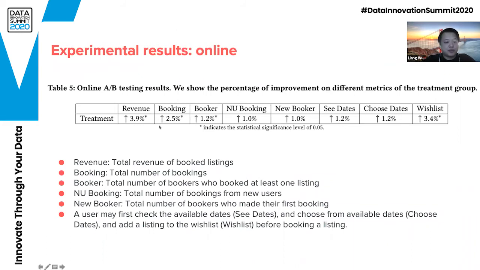And we also have a 2.9% gain of bookings and a 1.2% gain of number of bookers. And these three are all statistically significant. And we also have positive results on new user booking and the number of new bookers. And also we have positive results on the search-days behaviors, and we have a statistically significant improvement on the wish list behavior.